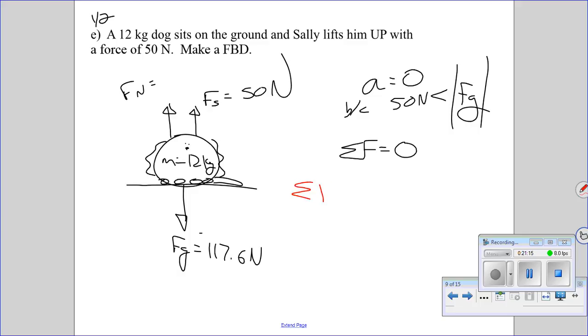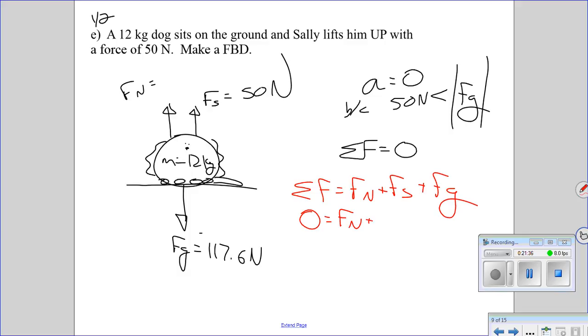So look, net force is, what's the definition of net force, you guys? Sum of all the forces. So let's label them. We've got normal force, we've got Sally, we've got gravity. We know that our net force has got to be 0 because the dog's not moving. Normal force is what we're looking for. Force of Sally is 50. Force of gravity is negative 117.6. And solve that. So you get 0 equals Fn minus 67.6. So your normal force is 67.6 newtons.